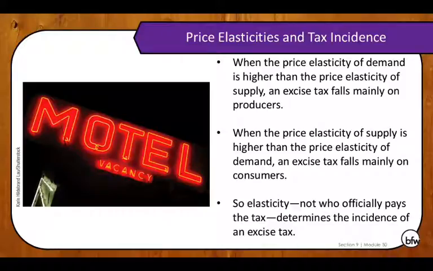So if the demand curve is relatively elastic and the supply curve is relatively inelastic, the sellers will pay the larger share of the excise tax. When the price elasticity of demand is higher than the price elasticity of supply, an excise tax falls mainly on producers. When the price elasticity of supply is higher than the price elasticity of demand, an excise tax falls mainly on consumers. So elasticity, not who officially pays the tax, is what determines the incidence of an excise tax, or who bears the real burden of paying the tax.